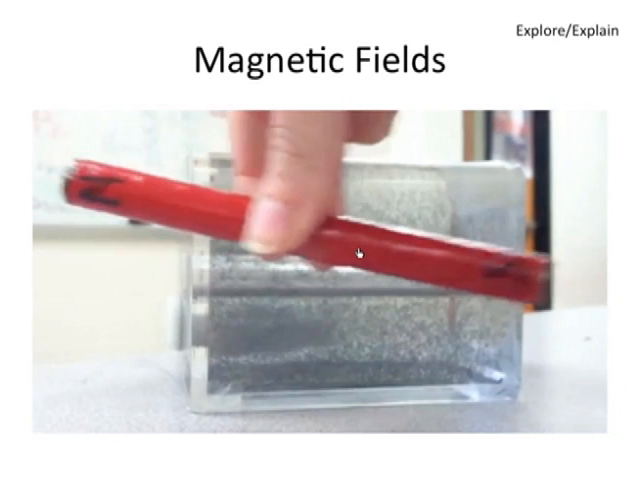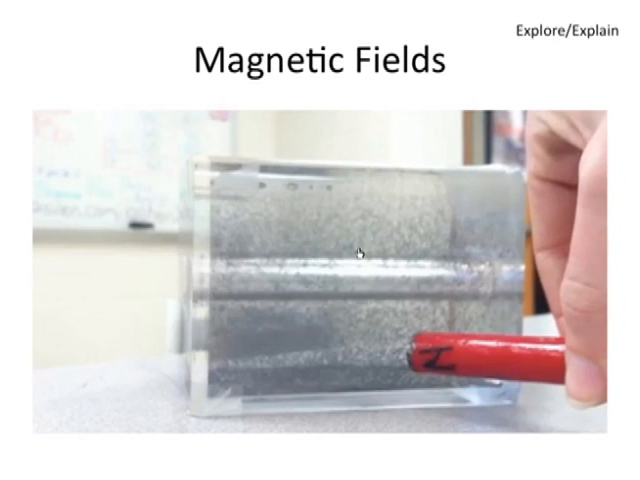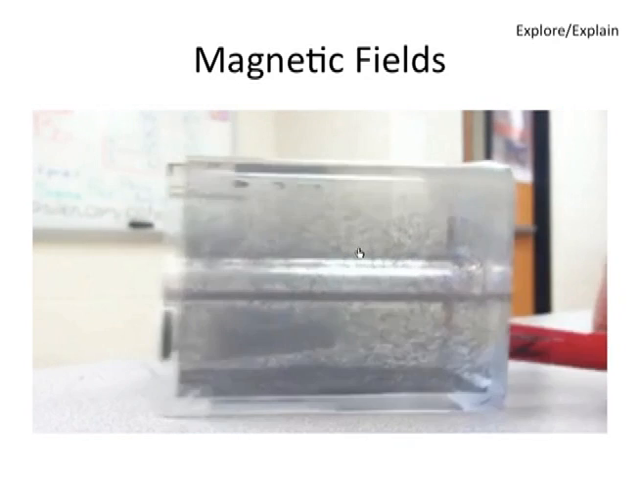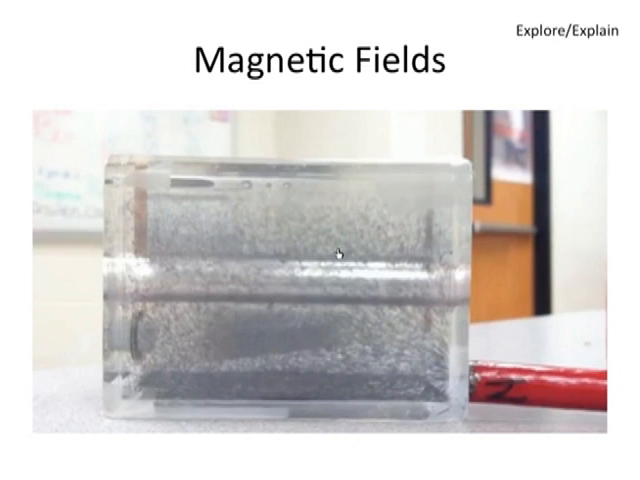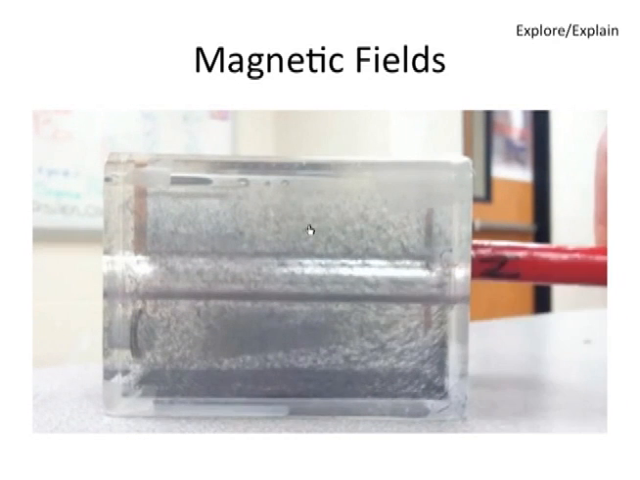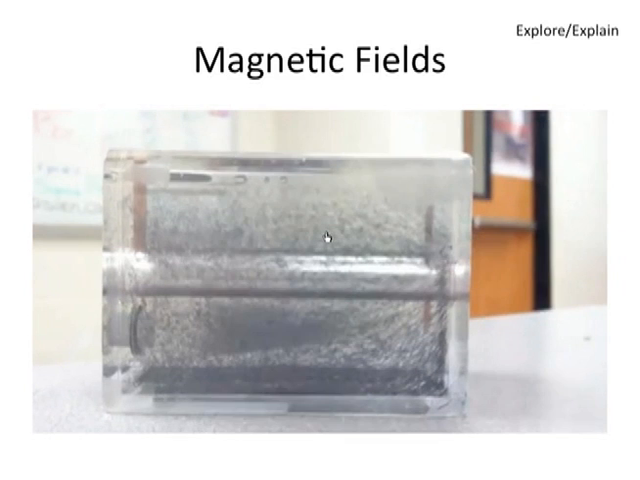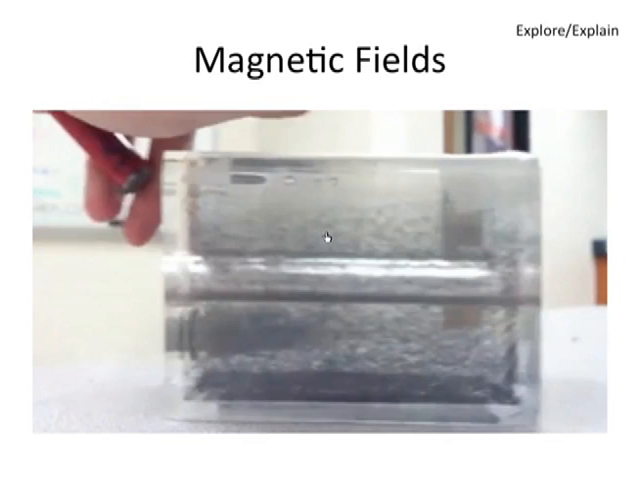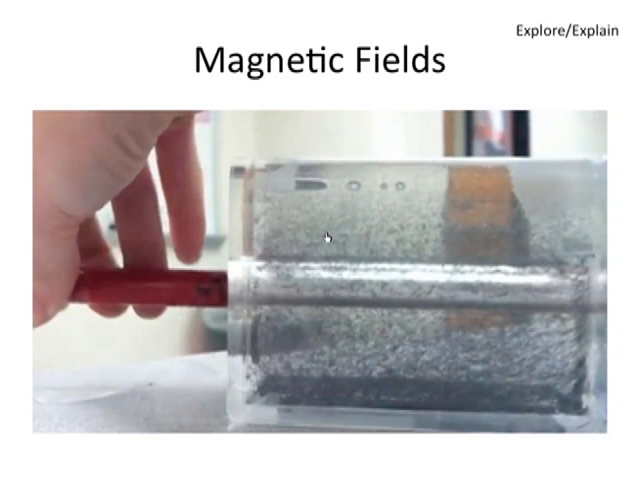And what we have is a magnet here, a magnetic rod that we're going to insert into this tube through the center of the box. And I'm going to pause the video for a second. And what I'd like everybody to do is to take a moment and predict what's going to happen when the magnet gets inserted into this box.